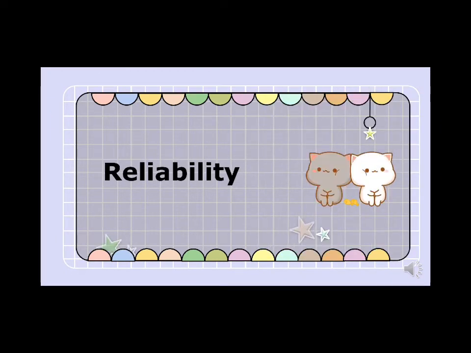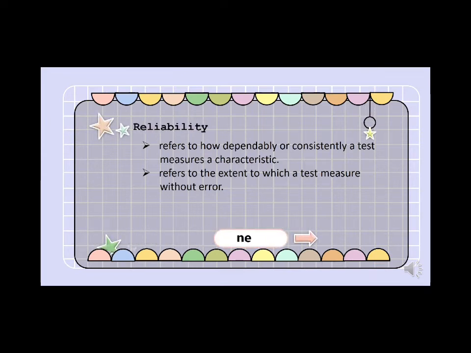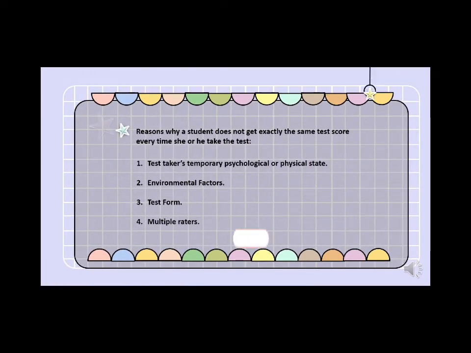Reliability. Reliability refers to how dependably or consistently a test measures a characteristic. It refers to the extent to which a test measures without error. These are the reasons why a student does not get exactly the same score every time she or he takes the test.